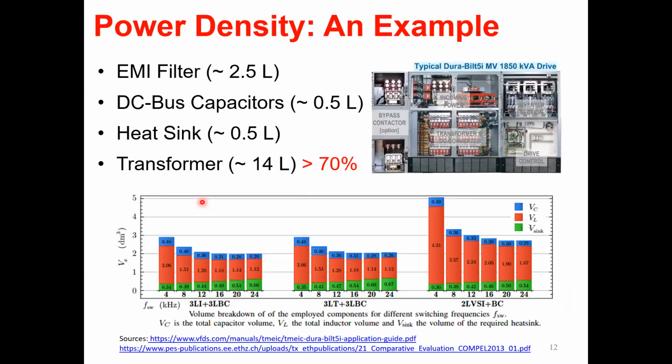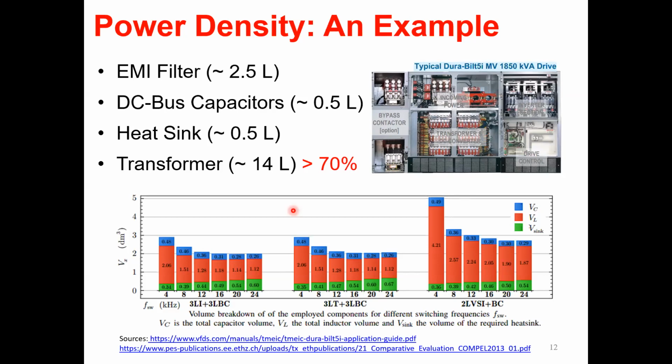So this is just a quick example, right? Consider, let's say, a scaled down 10 kilowatt inverter system. The EMI filter is roughly, let's say, 2.5 liters. The DC bus capacitor, say 0.5 liters, heat sink 0.5 liters. For this application, the transformer, if it is a line frequency transformer, 50 hertz or 60 hertz, will be almost 14 liters, which is greater than 70% of the volume. And then most likely even more than that in terms of weight. So that's the main pitch: everyone wants to go towards solid state transformers, at least where they make sense.